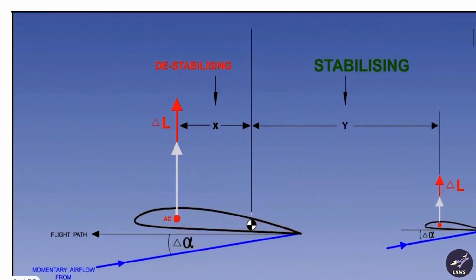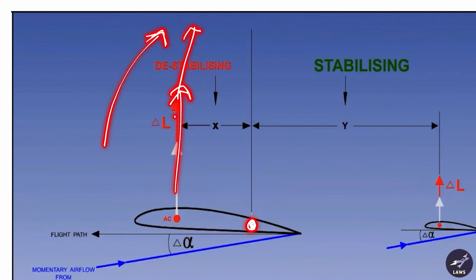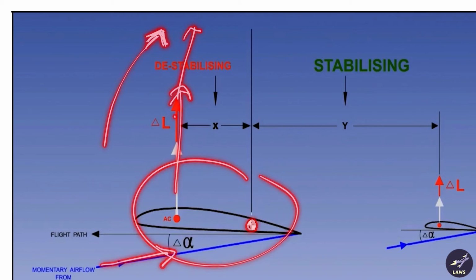Okay, so your lift will increase. This is the CG. It will have a nose up pitching tendency. Okay, so the gust is coming from here and the aircraft is pitching up in this case. So the wing is providing a destabilizing moment.